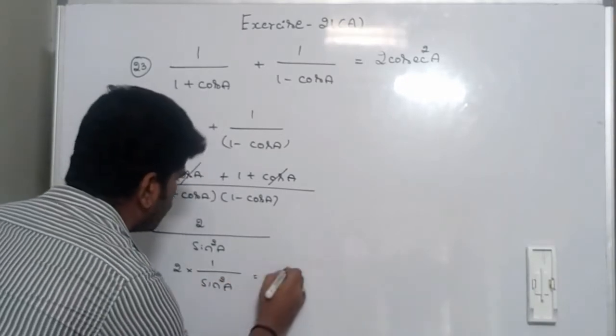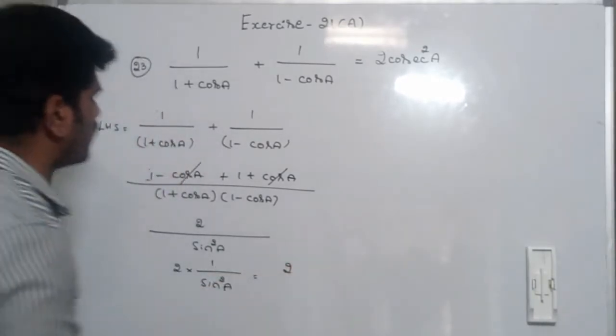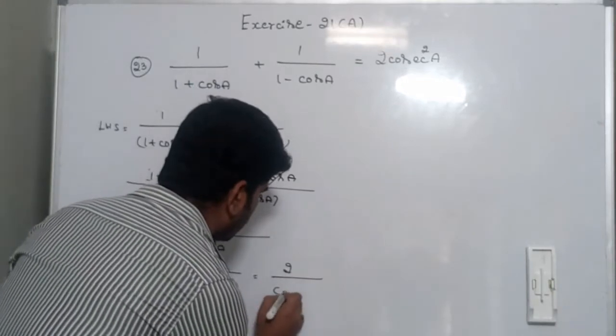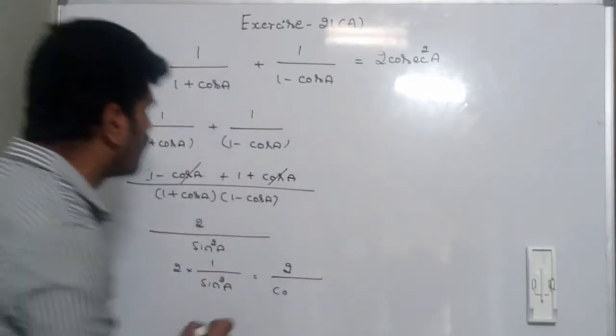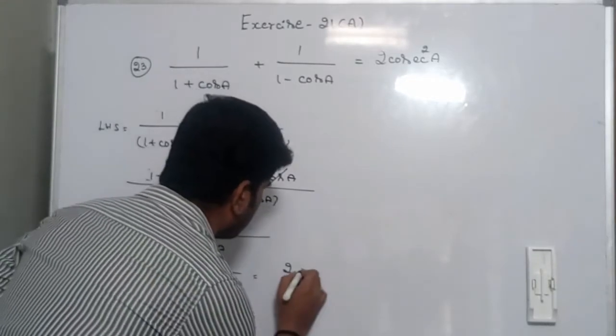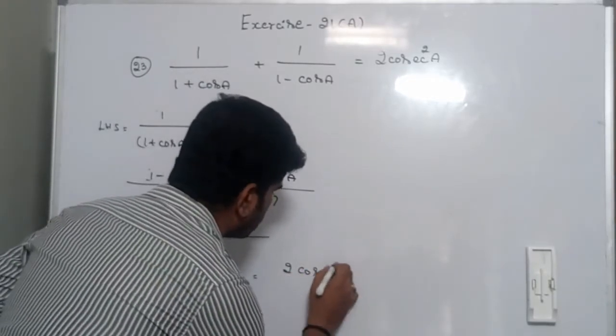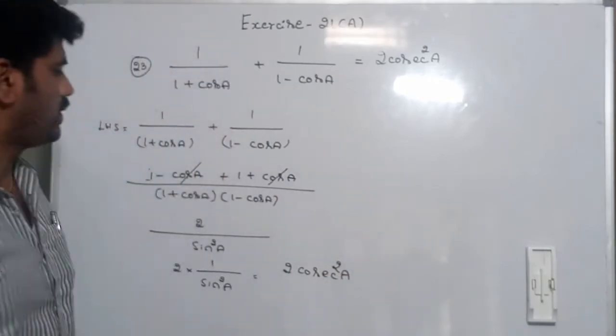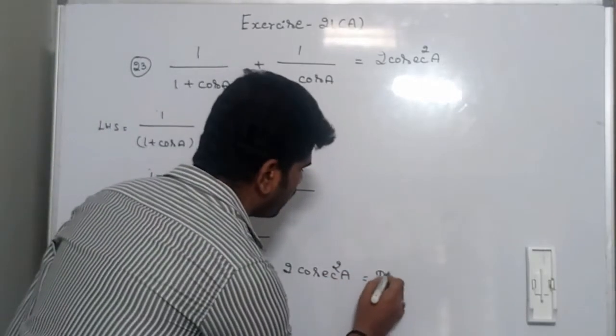So that is equal to 2 into 1 by sin square A, which means what? Cos square A. So 1 by sin square is what? Cosecant square. So in the place of 1 by sin square, you can write 2 into cosecant square. So this is our required answer.